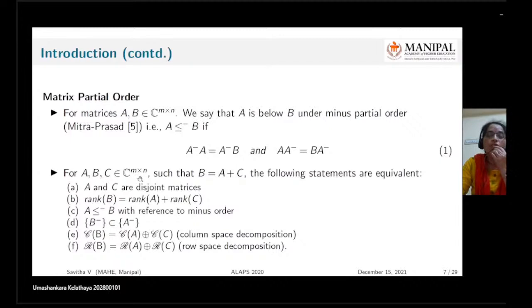For A, B, C belonging to C^(m by n) such that B equals A plus C, the following statements are equivalent. A and C are disjoint matrices. Rank B equals rank A plus rank C. A is less than or equal to B under the minus partial order. And the class of generalized inverses of B is contained in the class of generalized inverses of A. Similarly, this.